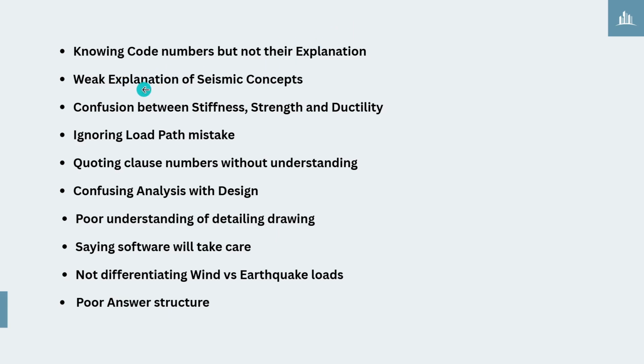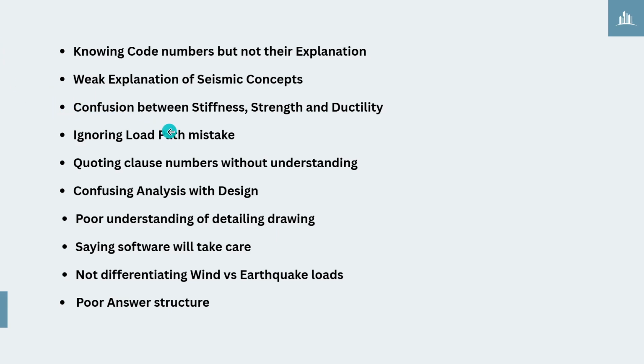And second is the weak explanation of seismic concepts. Students are unable to explain story drift, torsion, or irregularities present in the building. How can you fix it? Use clear language and give one example related to that concept.